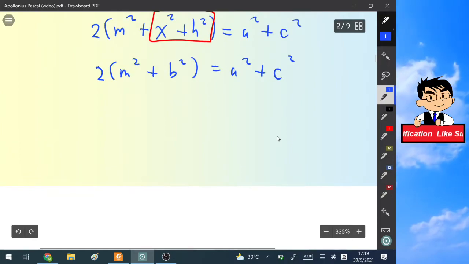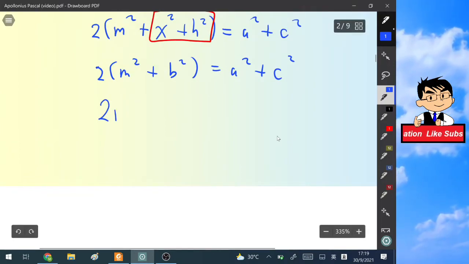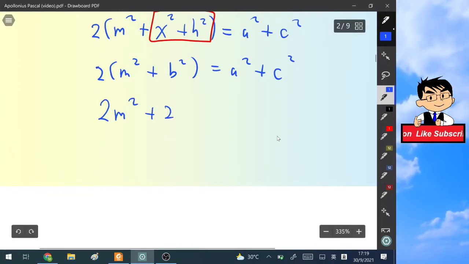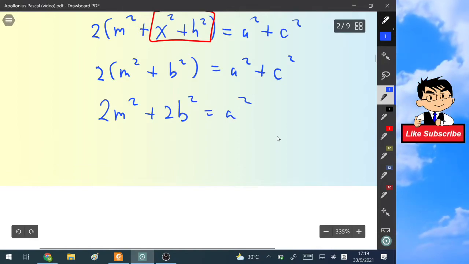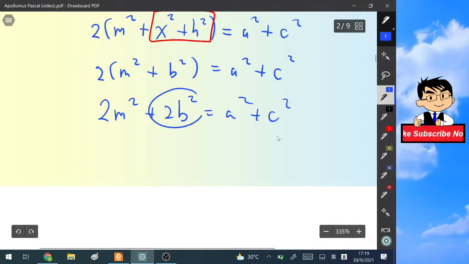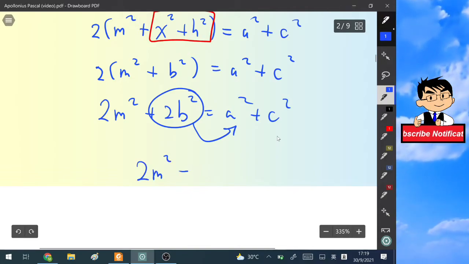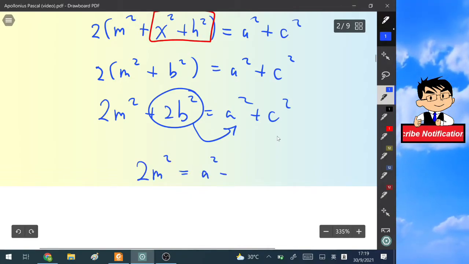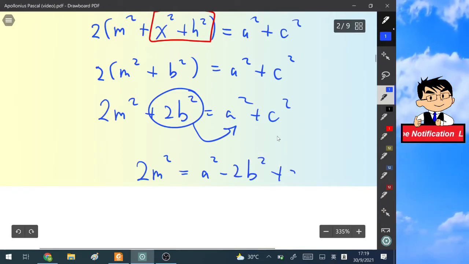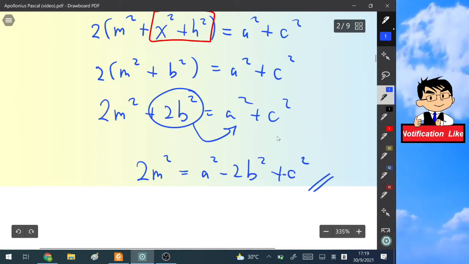Now we can expand the 2 into the bracket, and then arrange the 2b square term on the right hand side. We have 2m square equals a square minus 2b square plus c square. And we finish our proof.